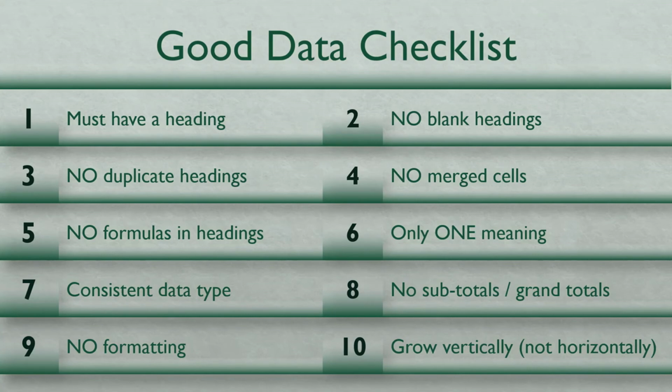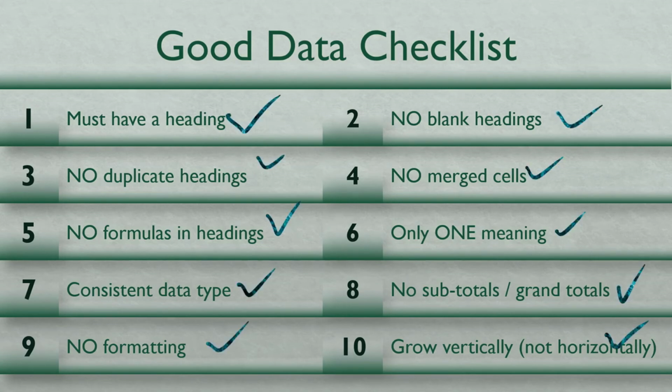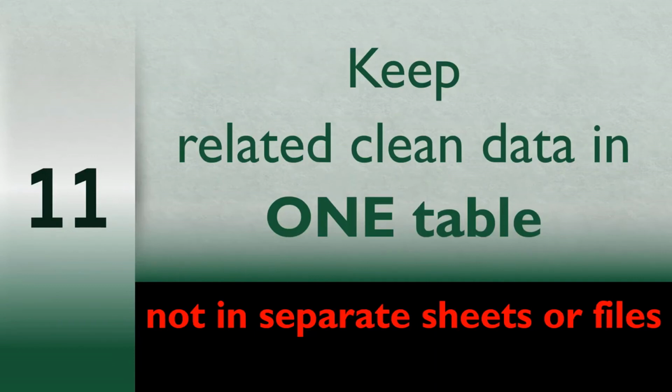Now that we have all the 10 rules clearly delineated, we have checked. Yes, this is true. This is true. This is true. All 10 are good. And now data is really clean. Now, why should there be another 11th rule? Because in many cases, what you get is multiple pieces of data.